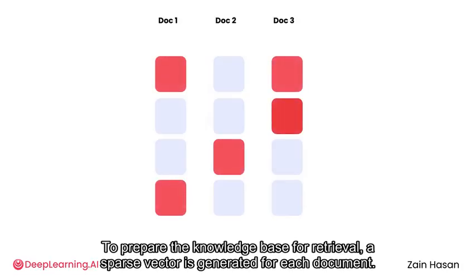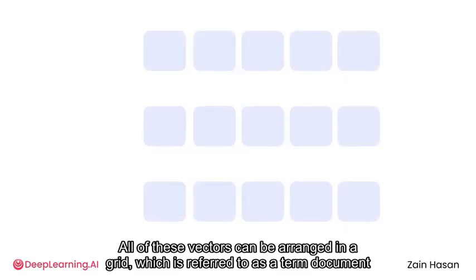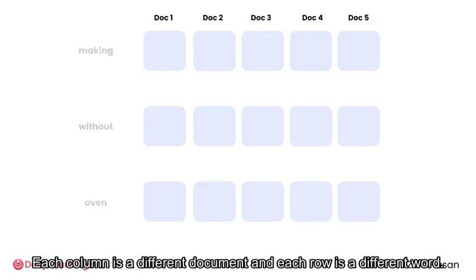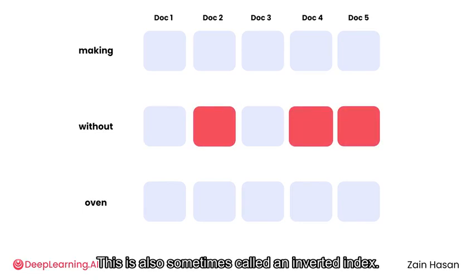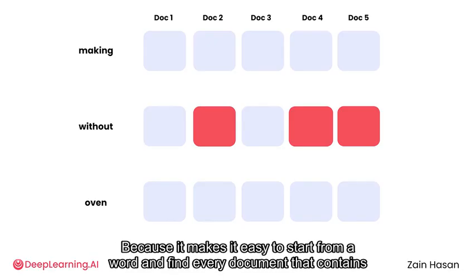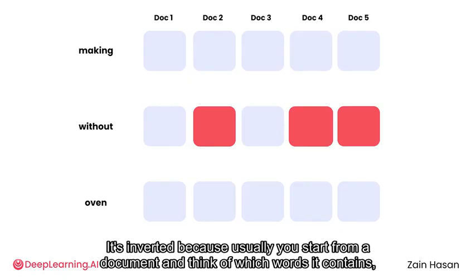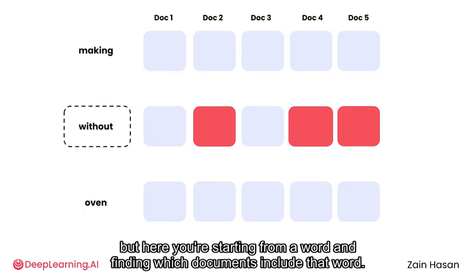To prepare the knowledge base for retrieval, a sparse vector is generated for each document. All of these vectors can be arranged in a grid, which is referred to as a term document matrix. Each column is a different document, and each row is a different word. This is also sometimes called an inverted index, since it makes it easy to start from a word and find every document that contains it. It's inverted because usually you start from a document and think of which words it contains. But here, you're starting from a word and finding which documents include that word.